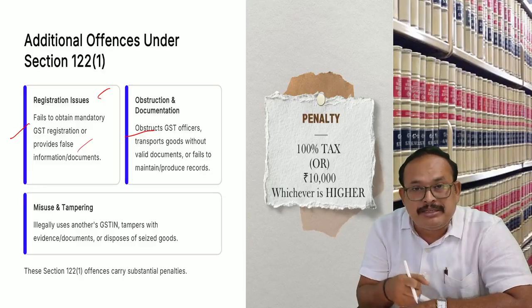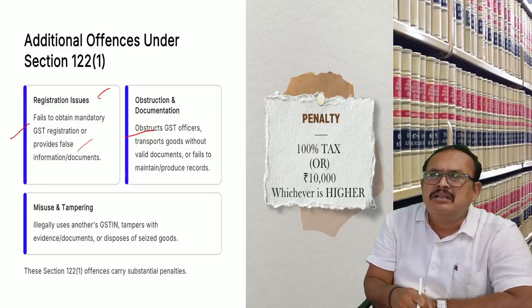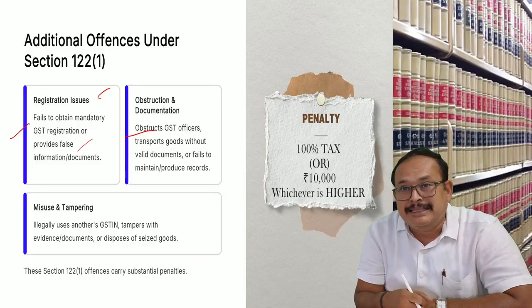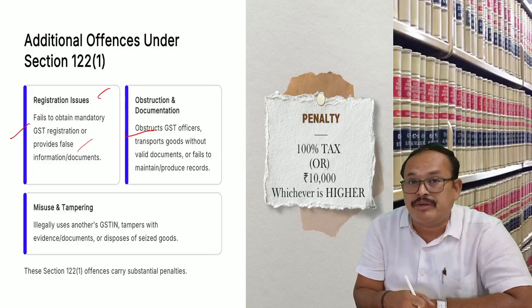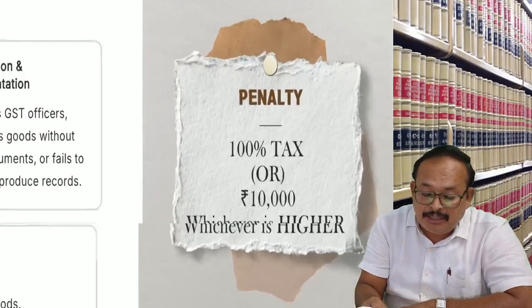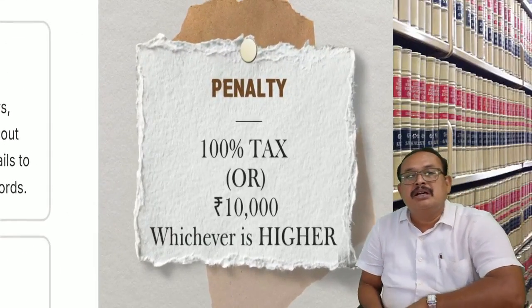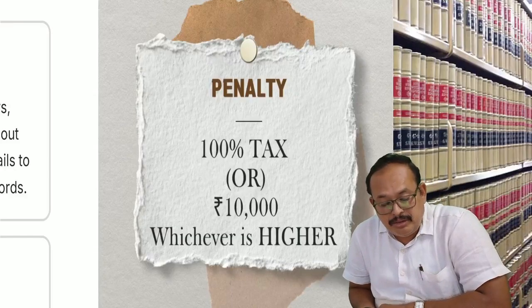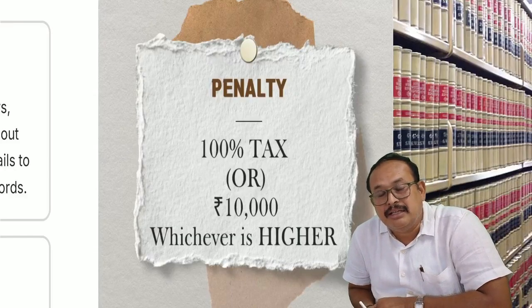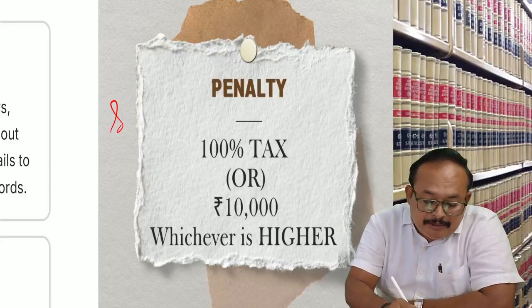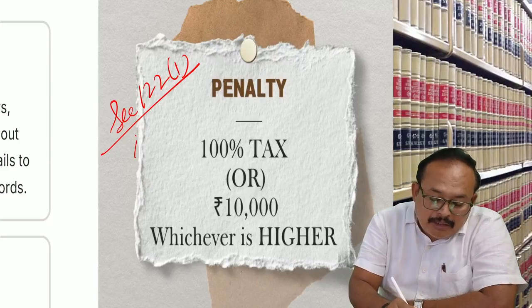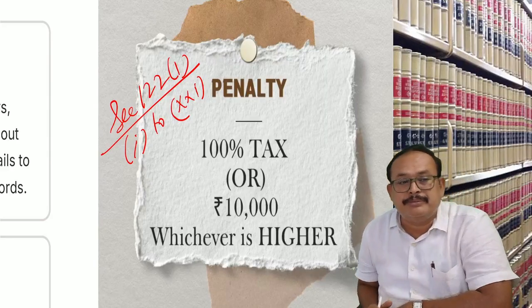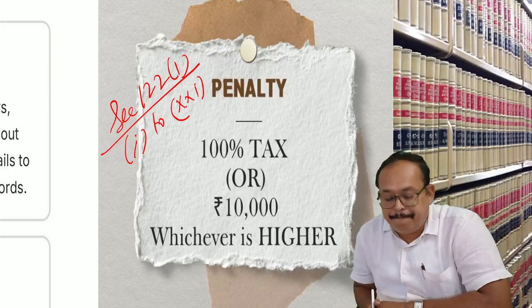If I commit such offences, which are liable for penalty under section 122 subsection 1, clause 1 to clause 21, the penalty is equal to how much? 100% of the tax amount or 10,000, whichever is higher, as per section 122(1). It may lie from clause 1 to clause 21. Is that clear, sir?